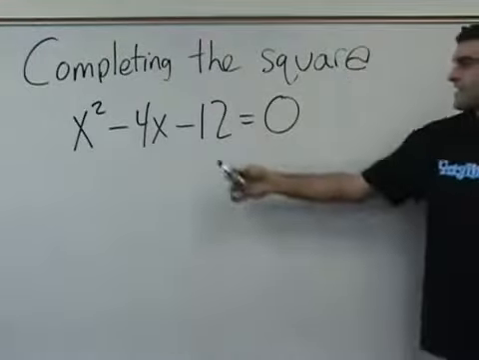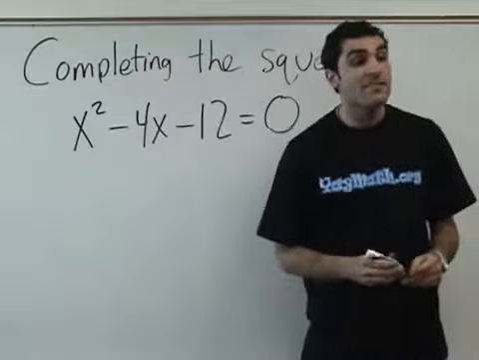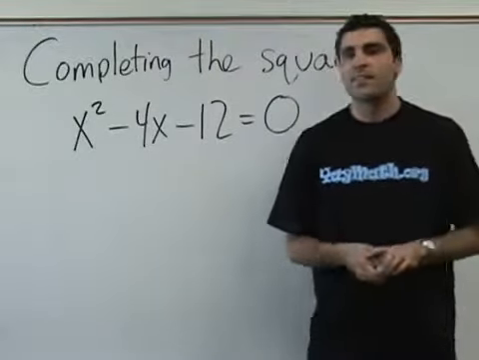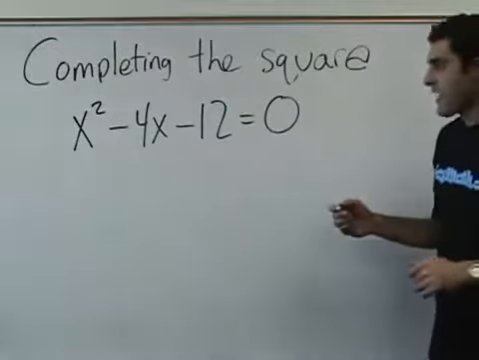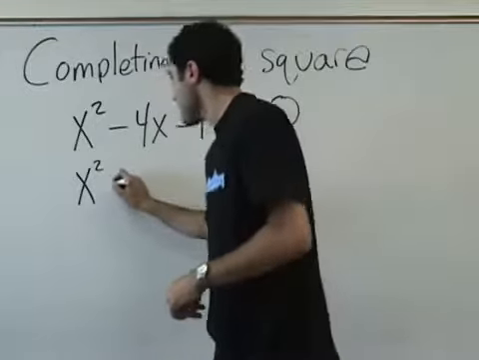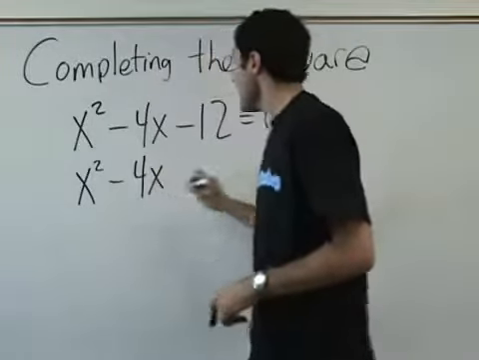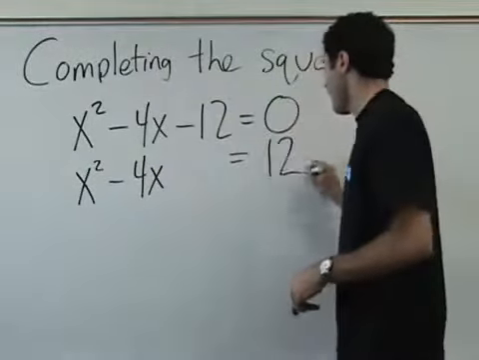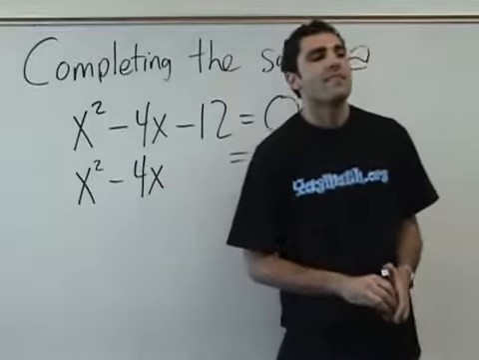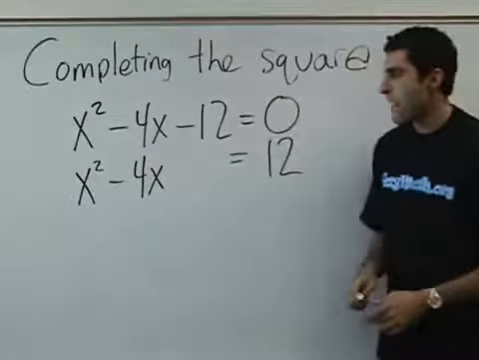All right, so time to solve. Then you add 12 on both sides. Solve by completing the square. Add 12 on both sides, and leave a gap. Leave a space here for the b over 2.